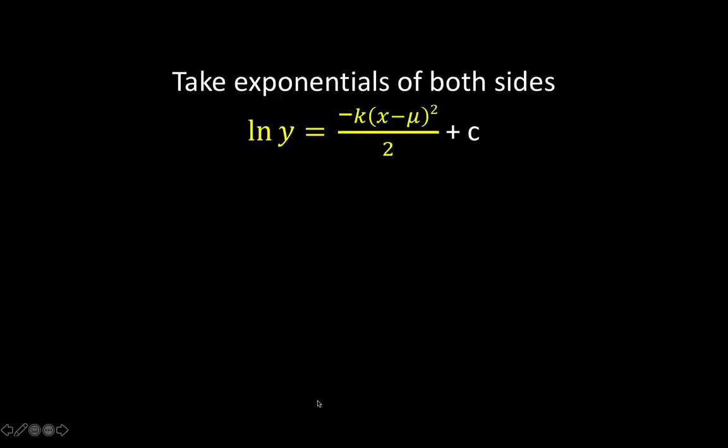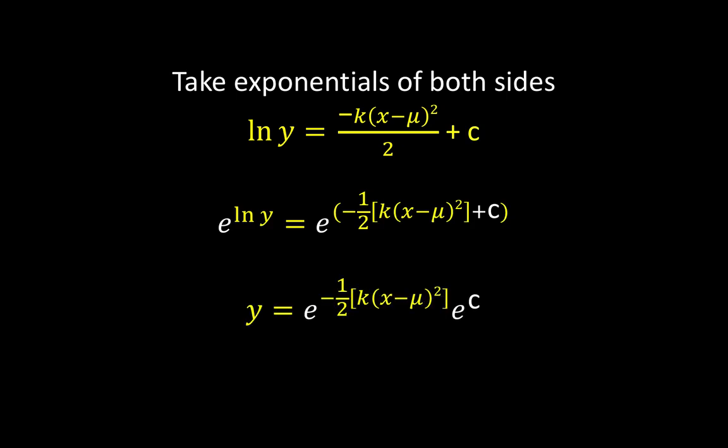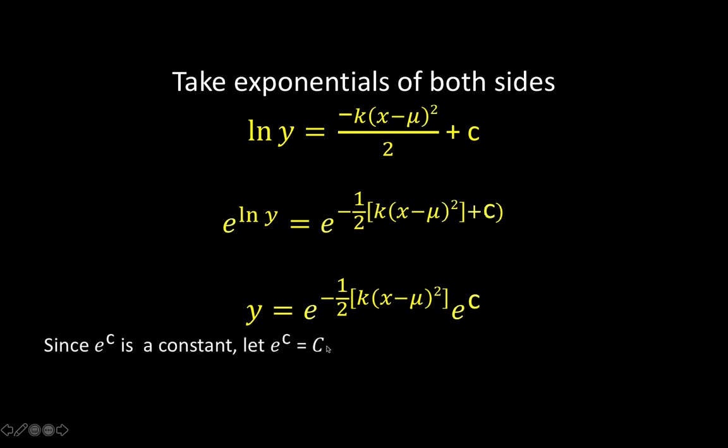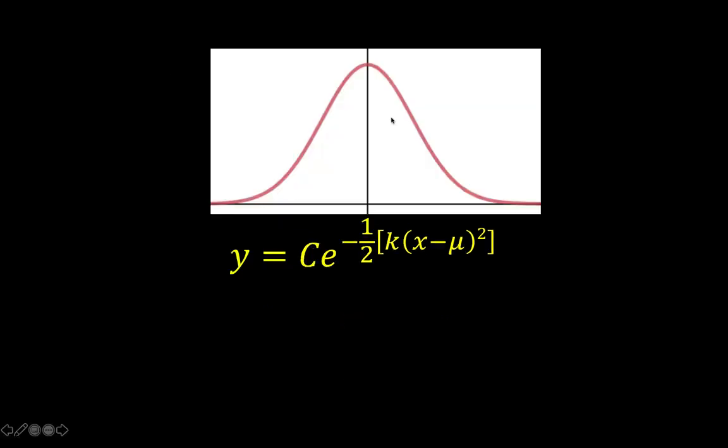Then in order to simplify this, we can take the exponentials of both sides. And so we now arrive at the natural number e raised to ln(y) is equal to the natural number e raised to this expression at the right side of the equation. And then applying the law of exponents, we arrive at this expression. Now, since e raised to some constant is just another constant, we can let e raised to small c be equal to capital C, and by commutative property, we now arrive at this equation for our normal curve.